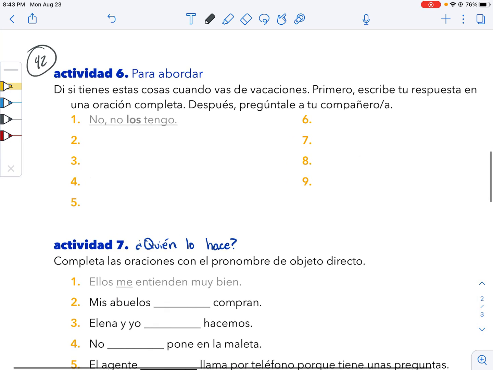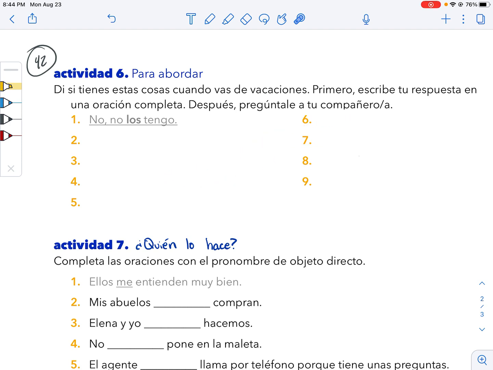Okay, now that you have finished Actividad 6, let's go ahead and go over them. So, número 1 es, di si tienes esas cosas cuando vas de vacaciones. Primero, escribe tu respuesta en una oración completa y después pregúntale a tu compañero. Well, you're not going to ask your partner in this video, because duh. But this is going to tell you, hey, did you write them correctly?